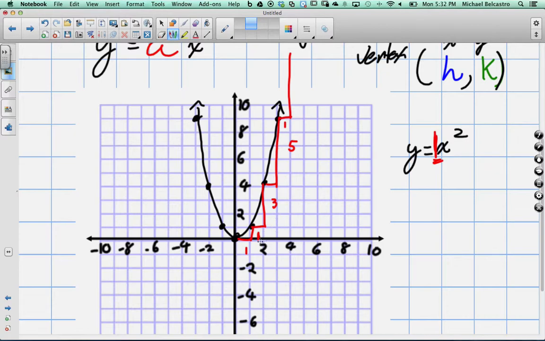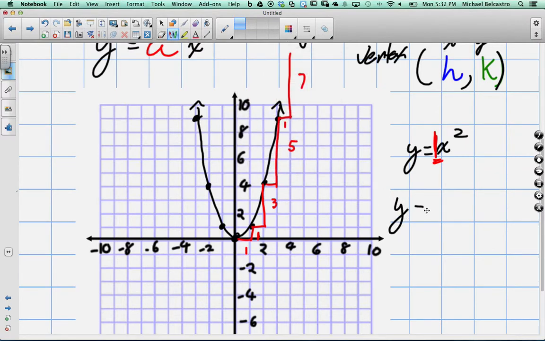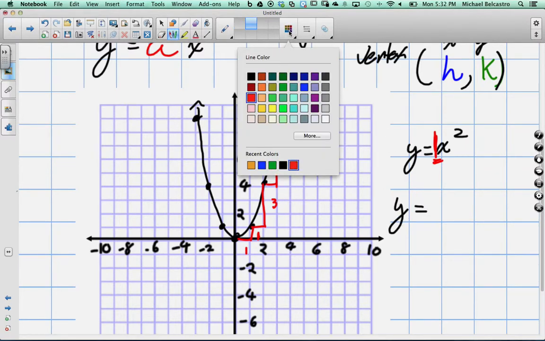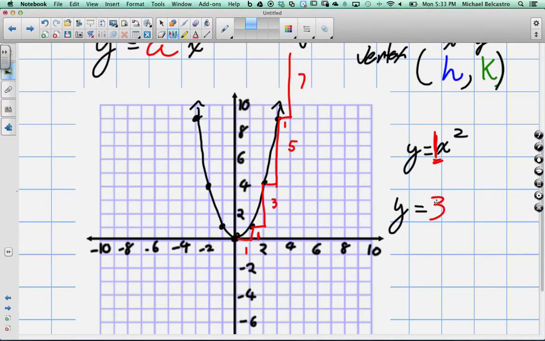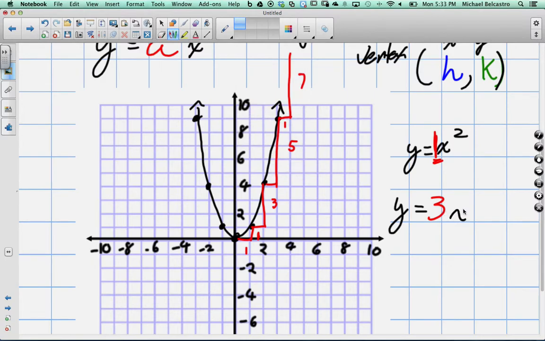So this pattern, we go 1, 3, 5, we would go up 7. It constantly increases by 2. Okay? Now, here's the thing. What if this happens? And it says y is equal to, and in this case, I'm going to put the value of 3 here. 3 x squared. Well, that kind of changes things.